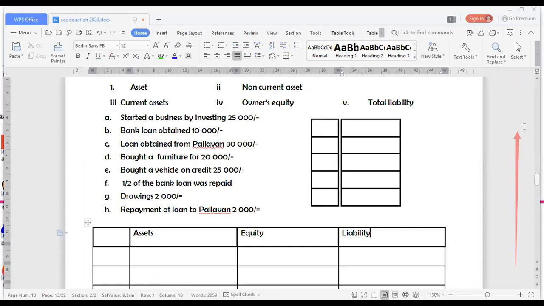So someone is drawing an arrow. Don't disturb the class with that.